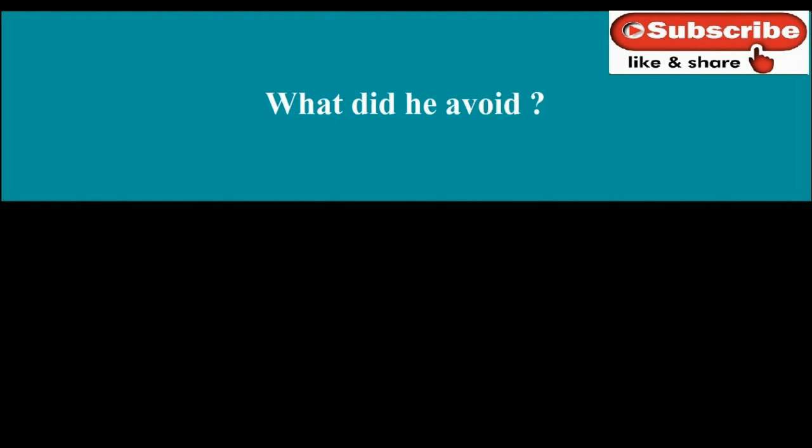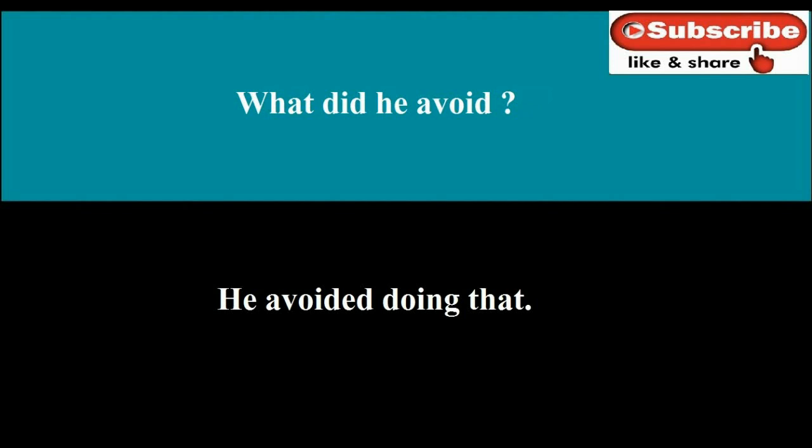Example 2. What did he avoid? Now the reply to this would be, he avoided doing that. Example 3. What did he refuse? Now the reply to this would be, he refused to do that.